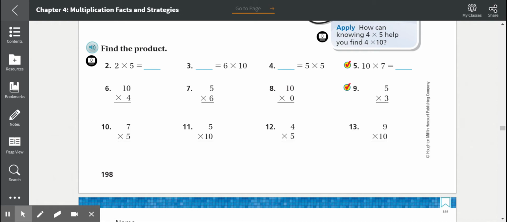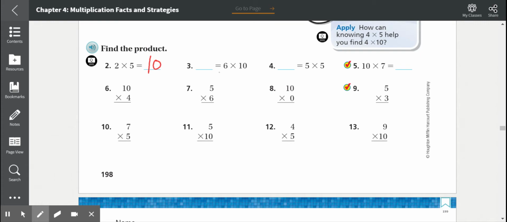Okay. So now we're on to find the product. 2 times 5. So we could count by 5. Let's just do 5 plus 5 because we know that timesing by 2 is like a doubles fact. Well, 5 plus 5 is 10. Okay, 6 times 10. Let's count by 10 6 times.